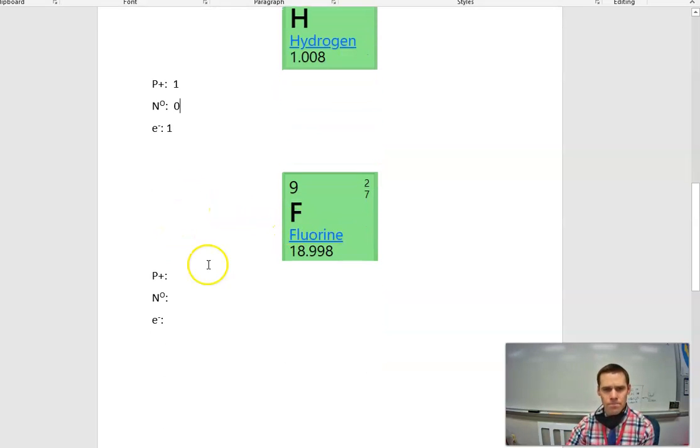Let's go ahead and try fluorine. Again, the atomic number, this top number, is going to tell me how many protons I have as well as electrons. However many positive charges I have, I have just as many negatives to cancel it out. It's a neutral atom. And then for neutrons, again, you want to round your mass number to the nearest whole number, which would be 19, minus my atomic number 9, so that's going to give me a total of 10 neutrons.